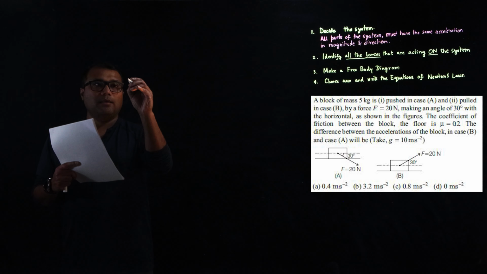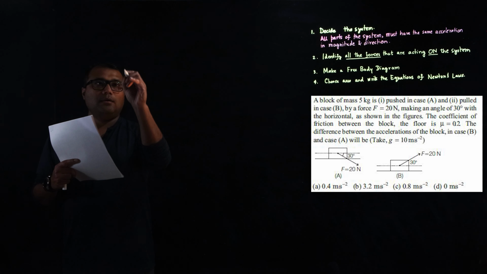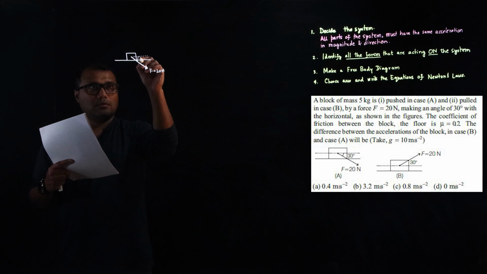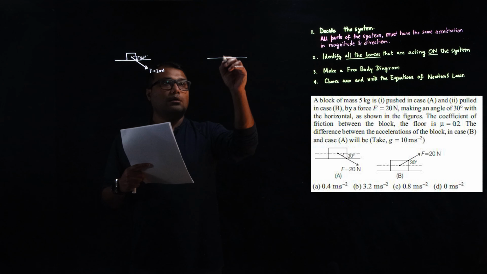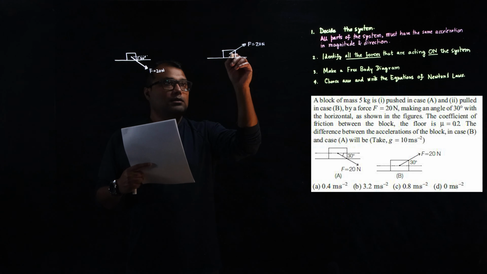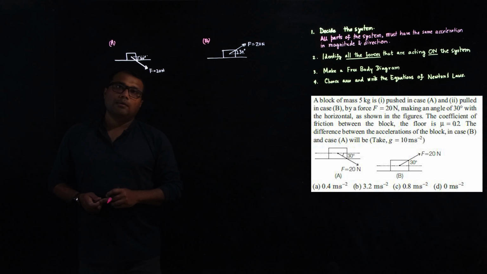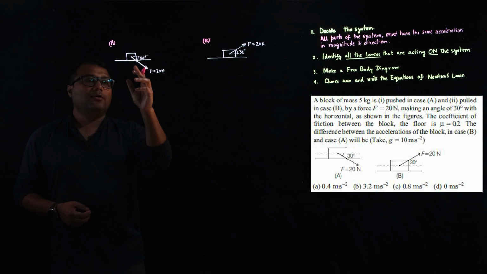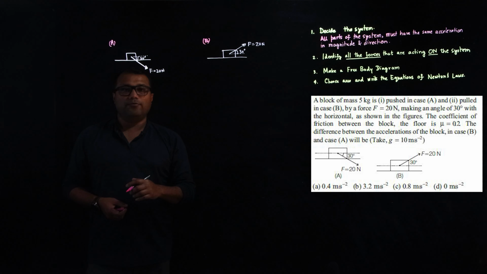So case A is there is a block and it is being pushed with force 20 Newton, making 30 degree. And case B is there is a block. It is being pulled like this. Force is 20 Newton, and this is 30 degree. So we have to find the difference in acceleration of the block in case B minus case A. Okay, so let's draw the free body diagram of this block first.